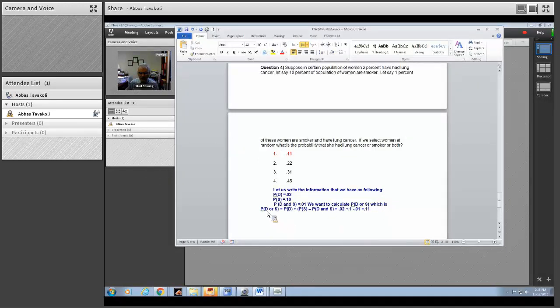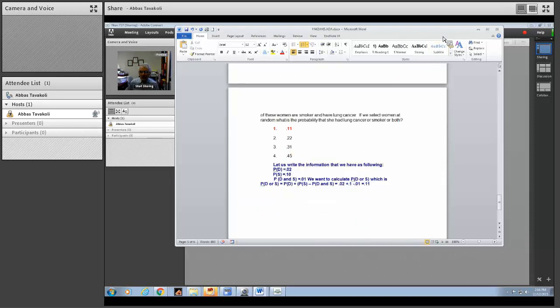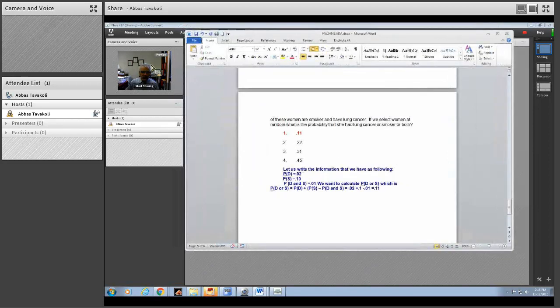You just write the formula: probability of D or S equals probability of D plus probability of S minus probability of D and S, which is 0.02 plus 0.1 minus 0.01, equal to 0.11. That's the correct answer. I hope this feedback helped you to understand the material better.